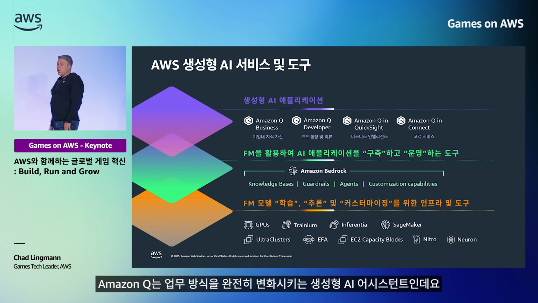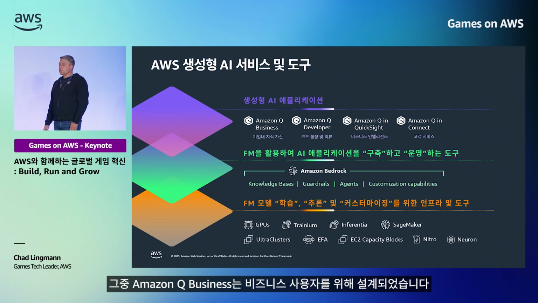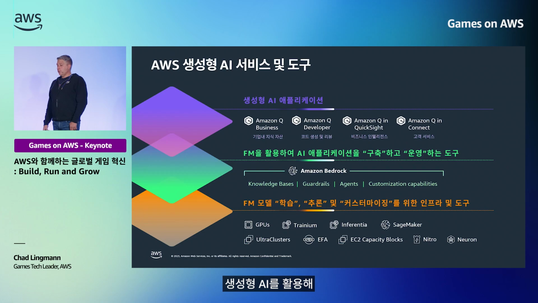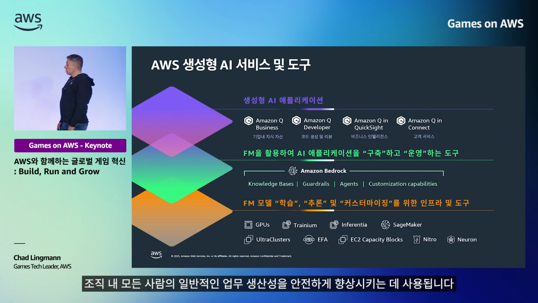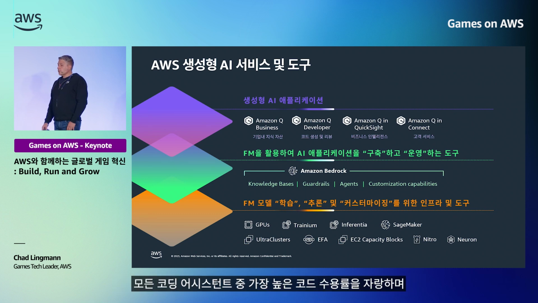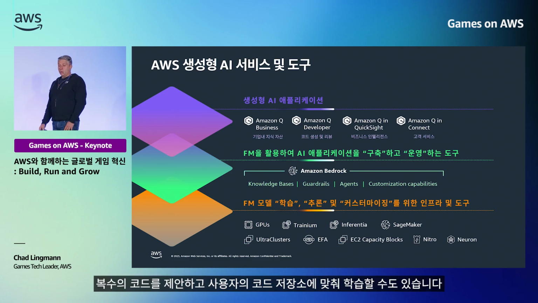Amazon Q is a generative AI assistant that transforms how work gets done. Amazon Q Business is designed for business users. It can leverage your own data sets and content and systems, train on them, and use the generative AI to drive general workplace productivity securely to everyone in your organization. Q Developer is specifically designed for the software developers. It has the highest reported code acceptance rate of any coding assistant that suggests multi-line code, and you can train it on your code repository as well.